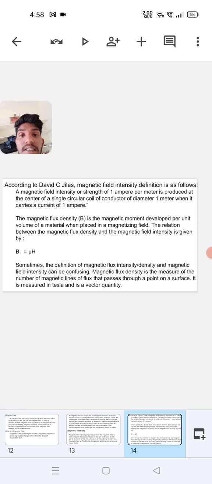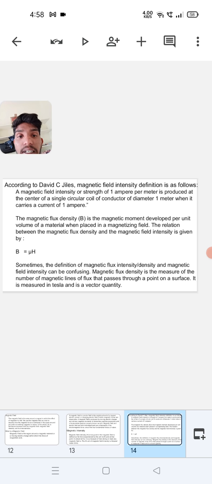According to Ampere's definition, magnetic field intensity is as follows. A magnetic field intensity of strength 1 ampere per meter is produced at the center of a single circular coil of conductor of diameter 1 meter when it carries a current of 1 ampere.